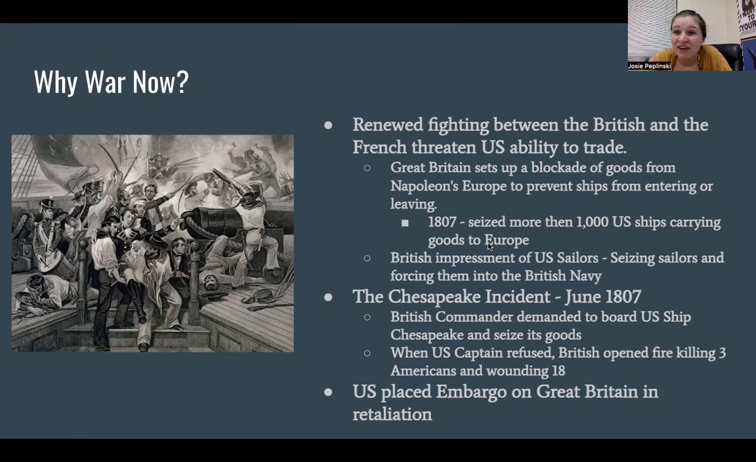So now, remember yesterday we were talking about how the French were impressing American ships? Now the British are impressing American sailors. They're seizing them and forcing them to join the British Navy.